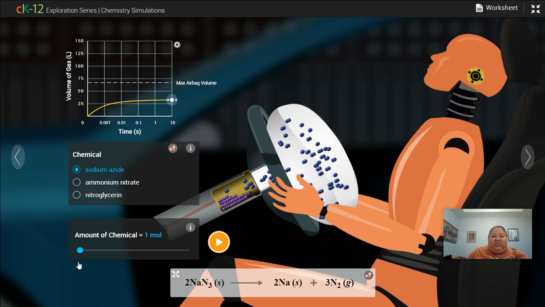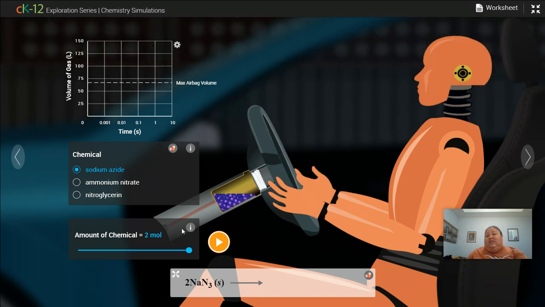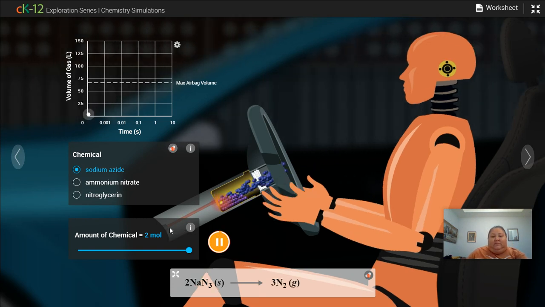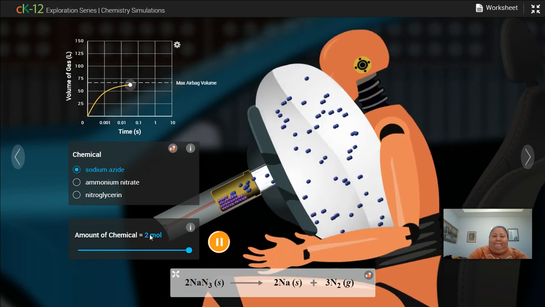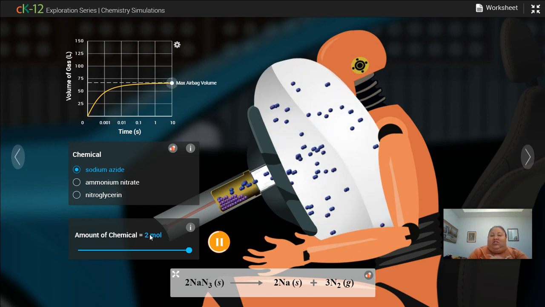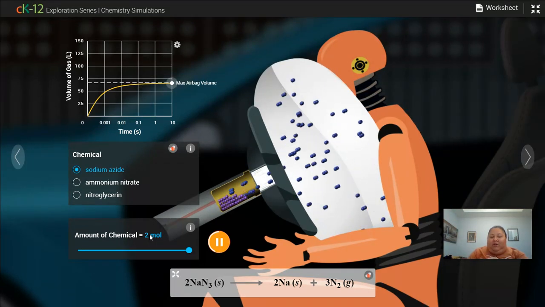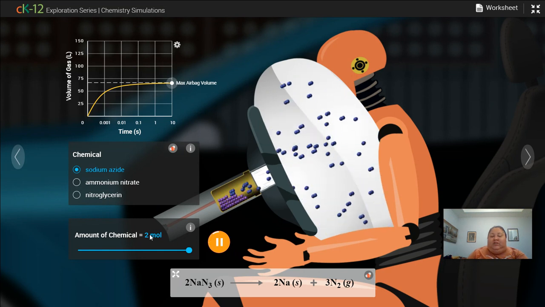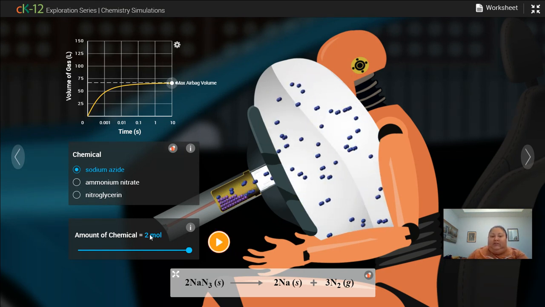All right, so let's change it. Instead of having 1 mole, let's change it to 2 moles. Let's double the amount. Look at that. Just enough volume goes into the bag to help save this person. All right, so that's one compound. We need to make sure that there's always double the amount.